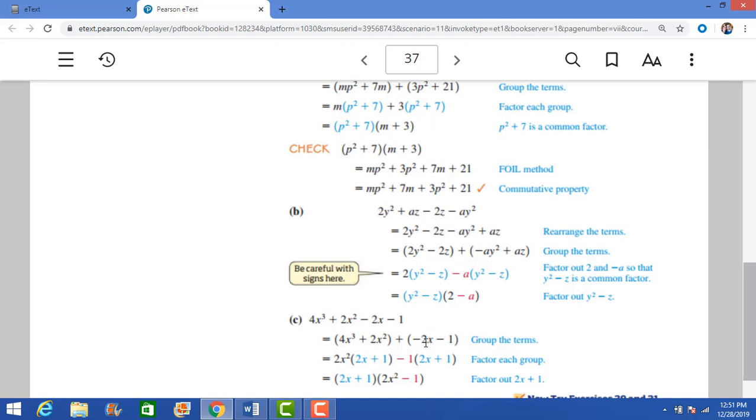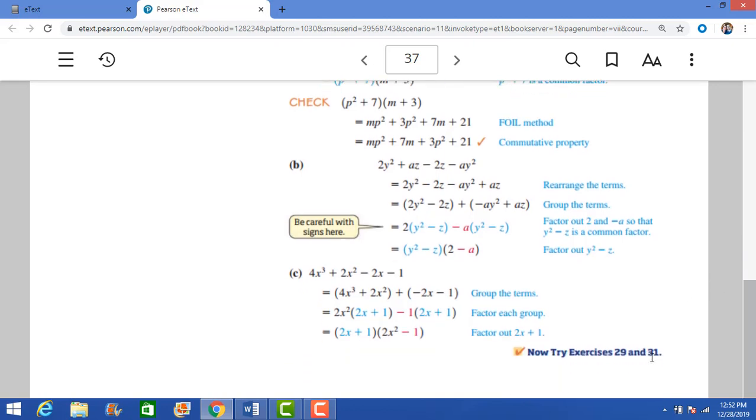And notice that we have a minus 2x minus 1. So we can factor out a negative 1 here, and we get the same factor in both terms. So this becomes a minus 1. Now we're going to factor out 2x plus 1, and we get 2x plus 1, and then times what's left over, which is 2x squared minus 1.